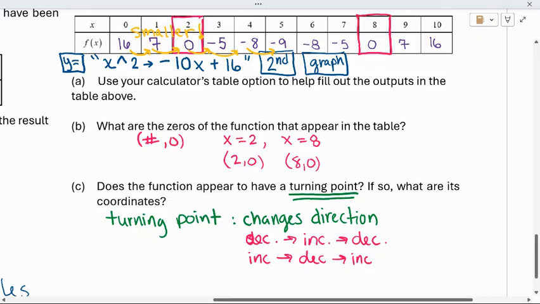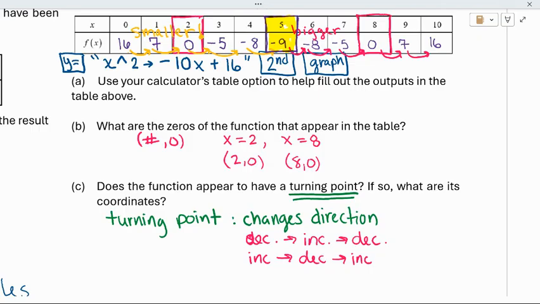Okay? But what happens here? What's -9 to -8? It's getting bigger. -8 to -5, bigger. -5 to 0, bigger. Bigger, bigger. So it's getting bigger right here. Where did that change happen? The change happened at the turning point 5, -9. This is my turning point.